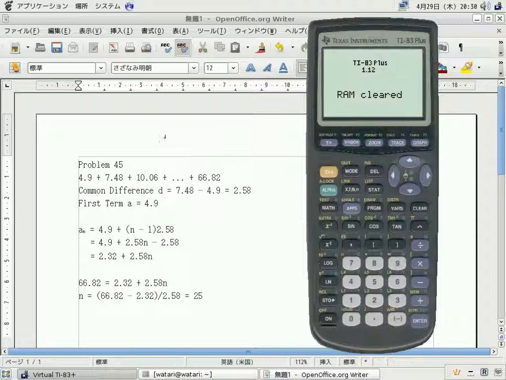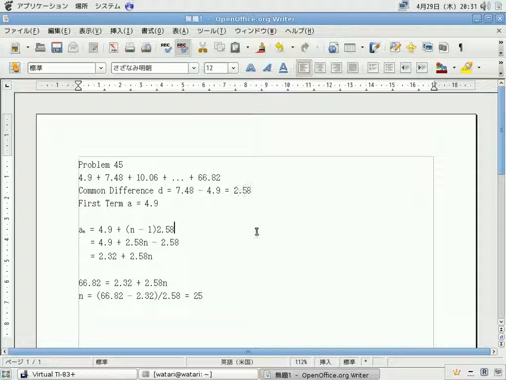So I subtracted 4.9 from 7.48, and I determined that the common difference was 2.58. Again, not particularly tricky. Okay, the first term is just given right here. It's 4.9. So the first term we know. And then using that formula, I figured out what a sub n was. And that's going to be 4.9 plus n minus 1 times 2.58. I think that's the formula for it. So anyway, after some simplifying, we determined that a sub n was actually 2.32 plus 2.58n.